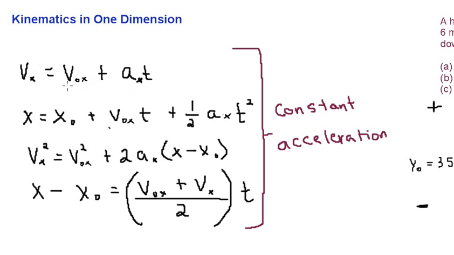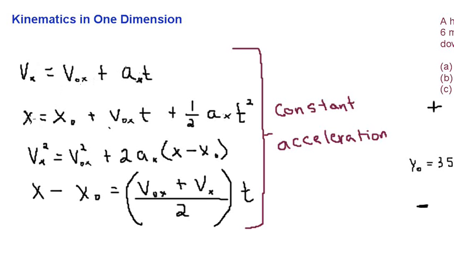Okay, so let's go over these equations one by one. The first equation says v, which stands for velocity, in the x direction is equal to the initial velocity. That's what this 0 means. v0x is the initial velocity in the x direction. The 0 is also called naught, so this could also be called v naught. Plus the acceleration in the x direction times the time.